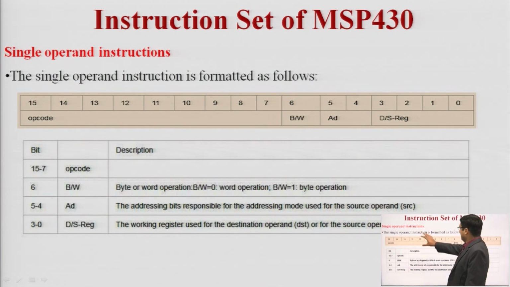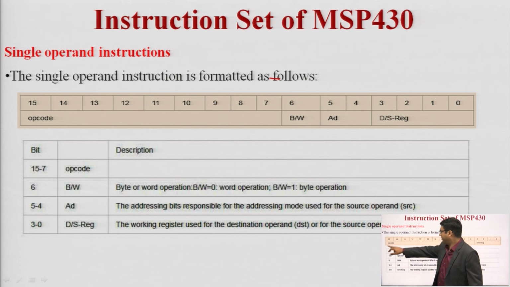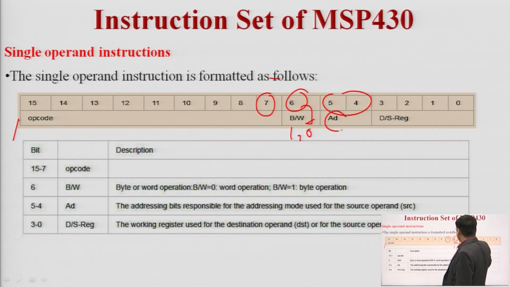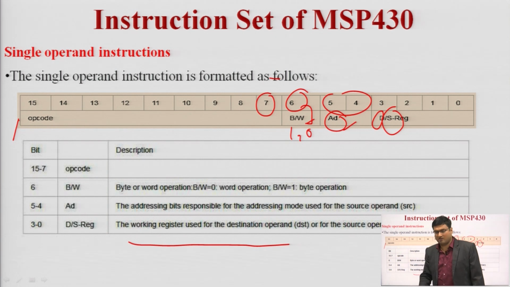In the same fashion, the single operand instruction format is given here. It also has values 0 to 15. The difference from the previous one is that for the opcode, the value is available from 7 to 15. These are the registers available, and bit 6 is dedicated to B/W. It has a value of 1 for a word and 0 for a byte. Bits 5 and 4 are dedicated for the AD, address destination, and bits 0 to 3 are dedicated for the working registers for the destination as well as the source. These are the formats of the single operand instruction.